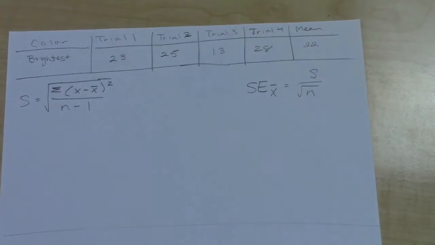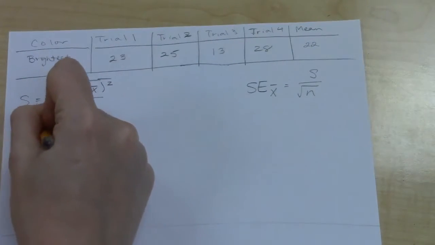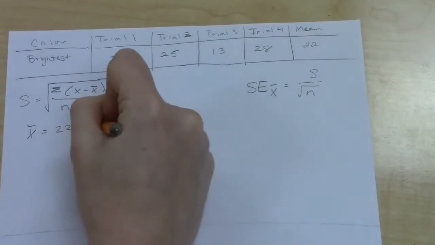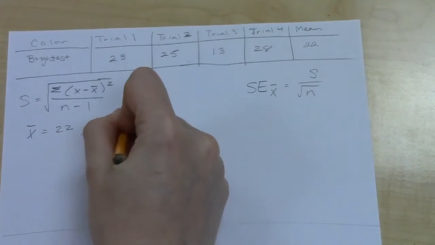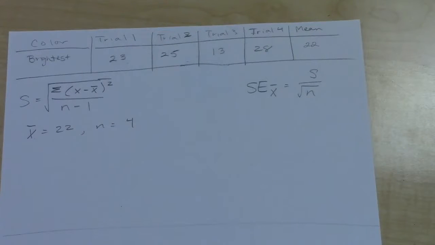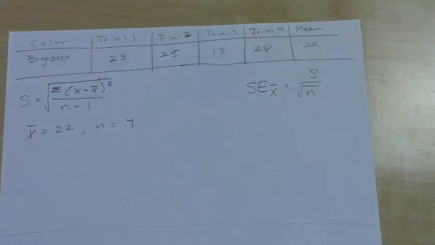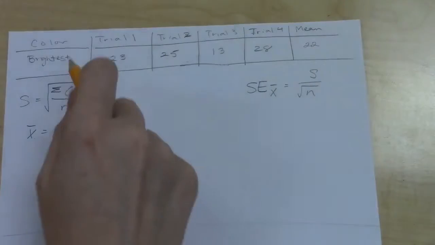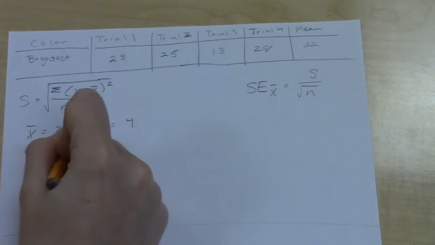So what we know is that x bar equals 22, and we know that n equals 1, 2, 3, 4. N equals 4. Okay, so in order to find the standard deviation, let's start finding all of these so that we can add them up.